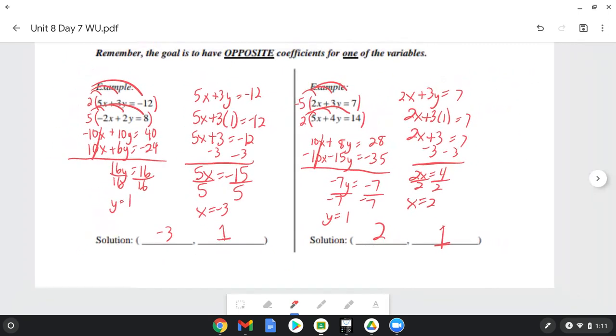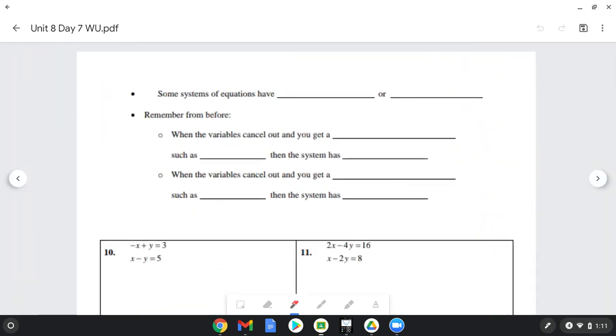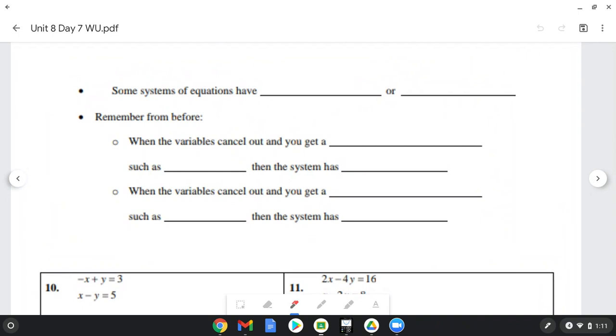If we keep moving along to the next page, it has some of our special cases. Our two special cases that we've learned about so far are the ones that are many solutions, that's two lines on top of each other, or no solutions. Those are two parallel lines. We can get those two answers like we've done before with substitution. We can get them through elimination method too.